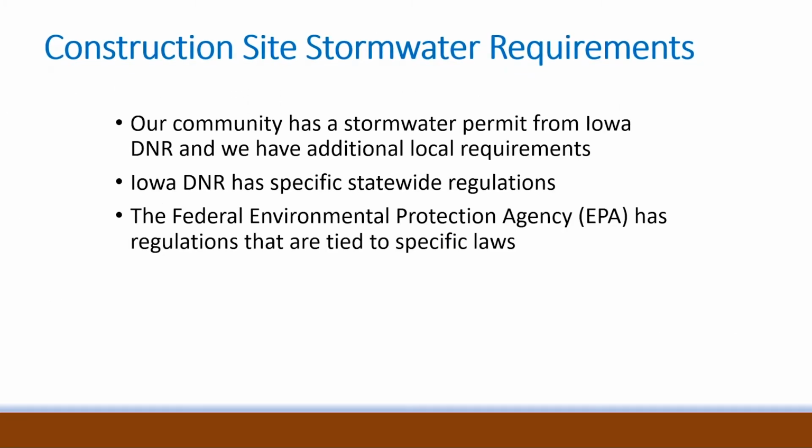Our community has a stormwater permit from the Iowa Department of Natural Resources, IDNR. Under this program, we are required to ensure that statewide construction site requirements are being met. We have local requirements as well. IDNR has specific requirements under General Permit Number 2 for construction projects that disturb 1 acre or more or are part of a larger development. IDNR requirements are based on national requirements issued by EPA.